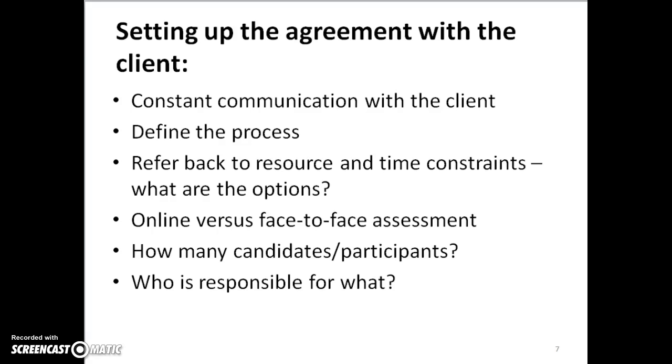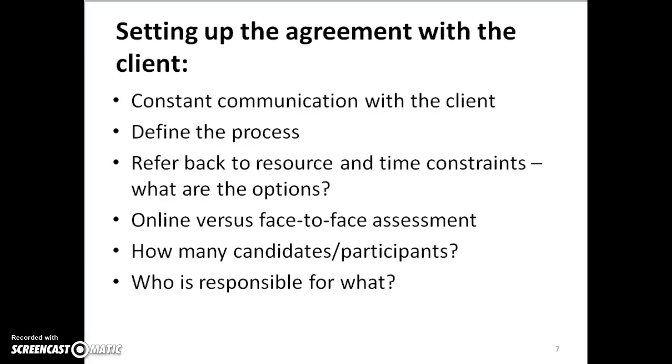Setting up the agreement with the client involves a lot of different things. It means being in constant communication, but also talking about what the options are available based on the resource and time constraints. Now, I've given you details of the resource constraints in terms of the rooms, and you already know how many people you have in your group, and you have a rough idea about how many candidates, participants that you possibly have. But you also need to talk about who's responsible for the different things and who might deliver different things.